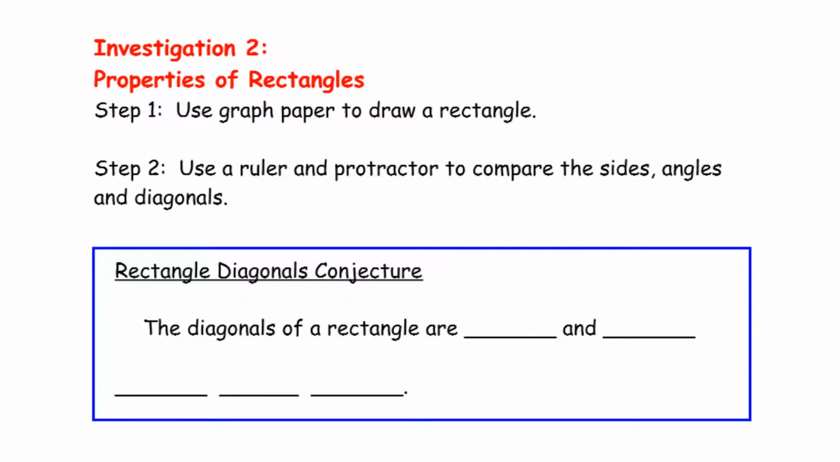Next we're going to look at properties of rectangles. On your notes to the right of this slide, you have some graph paper. Go ahead and use your ruler to construct a rectangle there. Then measure your sides, measure your angles, and try to fill in the blanks here. We're going to pause the notes. You guys are going to do your thing for a couple of minutes. When you're ready, we'll start the notes again.